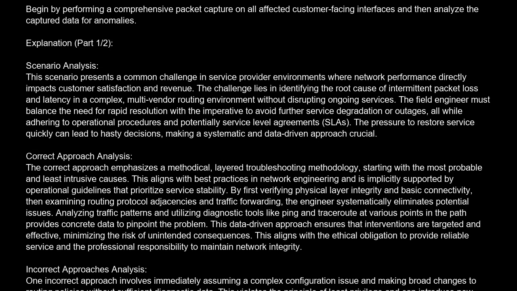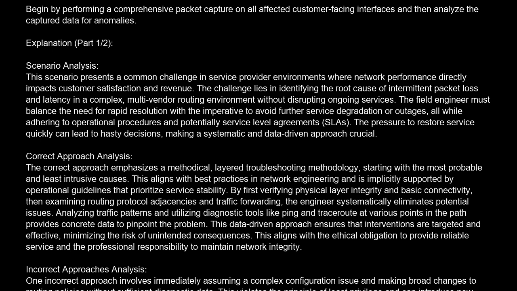The correct answer is C. Begin by performing a comprehensive packet capture on all affected customer-facing interfaces, and then analyze the captured data for anomalies. Explanation: scenario analysis. This scenario presents a common challenge in service provider environments where network performance directly impacts customer satisfaction and revenue. The challenge lies in identifying the root cause of intermittent packet loss and latency in a complex, multi-vendor routing environment without disrupting ongoing services.